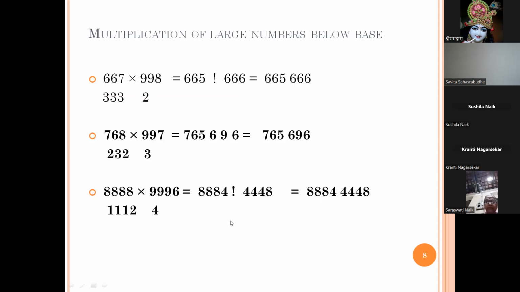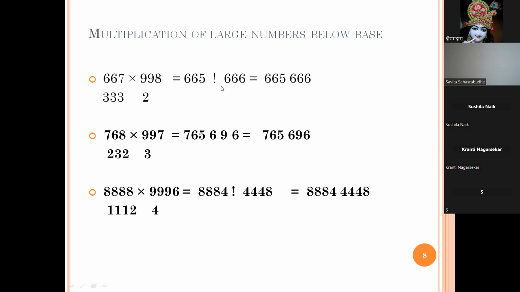We will start with 3 digits, then move to 4. Now 667 into 998. One number is near the base. What is the base? 1000. So I find the difference. 9 minus 6 is 3, 9 minus 6 is 3, 10 minus 7 is 3. The difference is 2. So 667 minus 2 is 665. And 3 twos are 6, 3 twos are 6, 3 twos are 6. That's why the answer is 665,666.